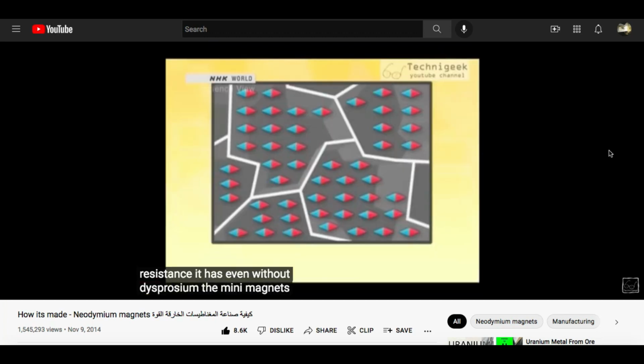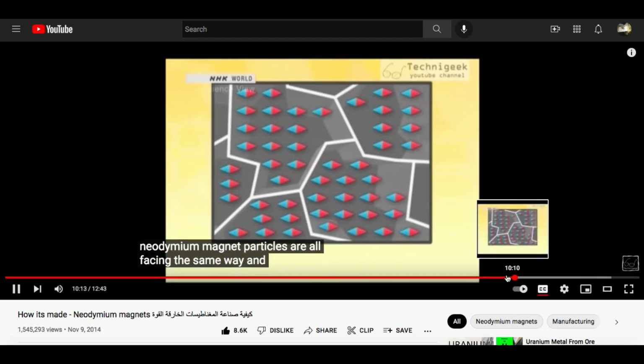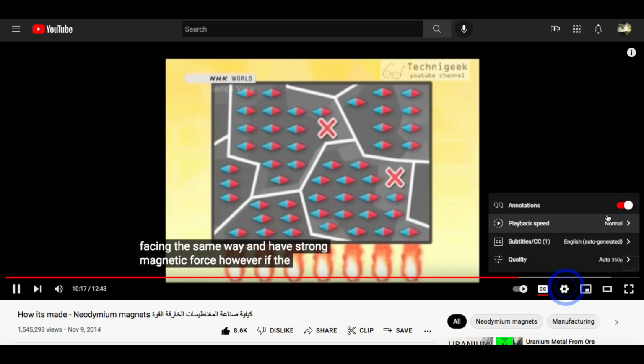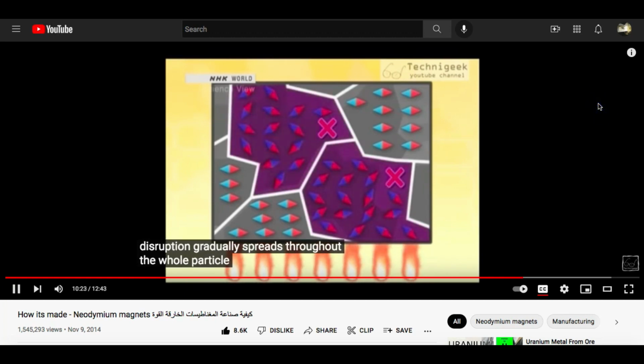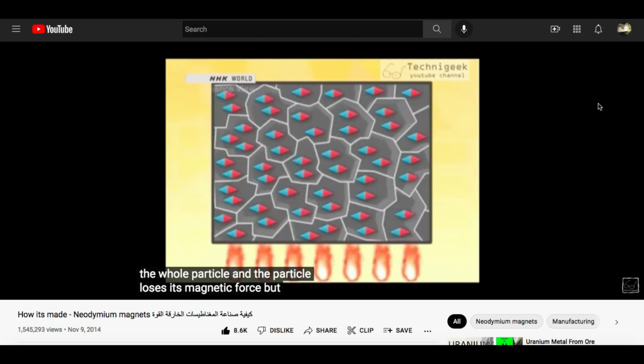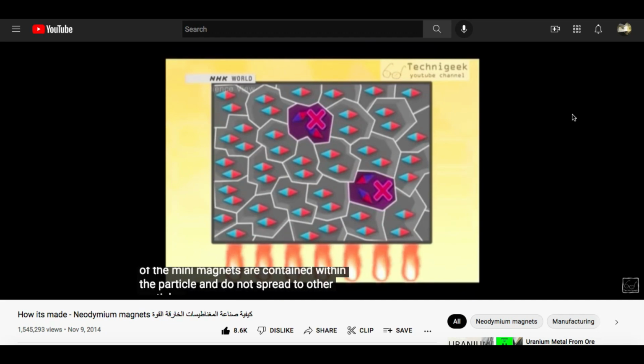The mini-magnets within the neodymium magnet particles are all facing the same way and have strong magnetic force. However, if the heat disrupts a part of the particle, then the disruption gradually spreads throughout the whole particle, and the particle loses its magnetic force. But if the particles are small, then even if some are ruined, the damage to the magnet as a whole is relatively small. The disruption of the mini-magnets is contained within the particle and does not spread to other particles.